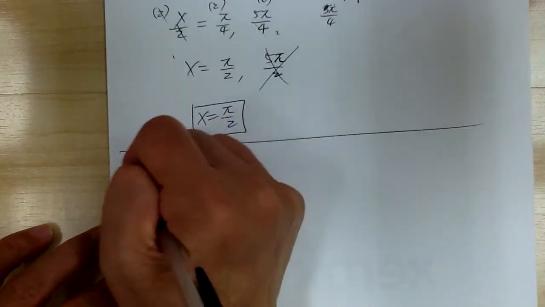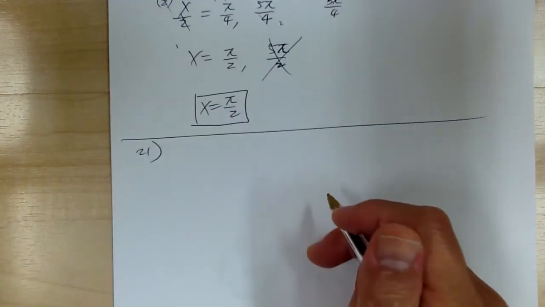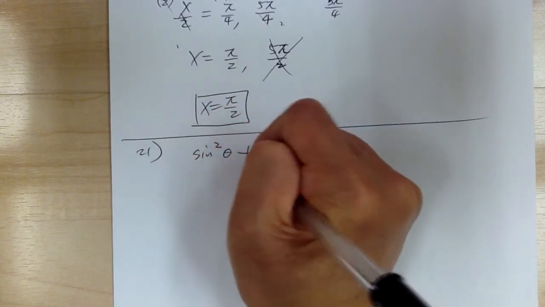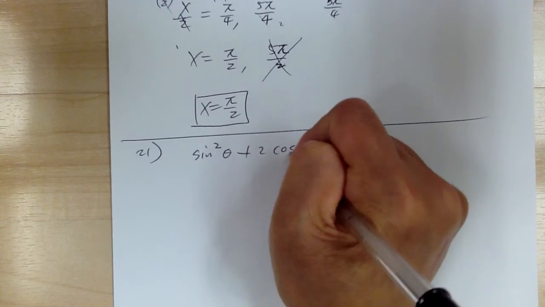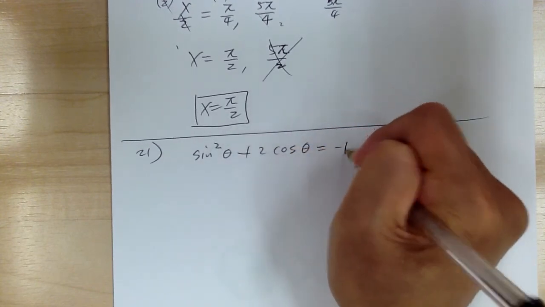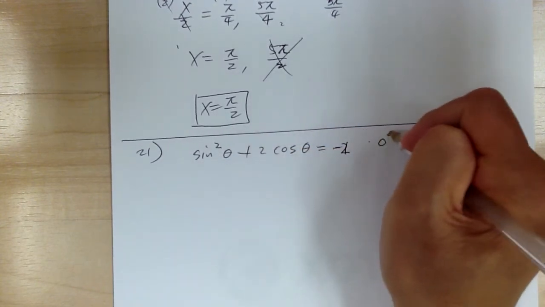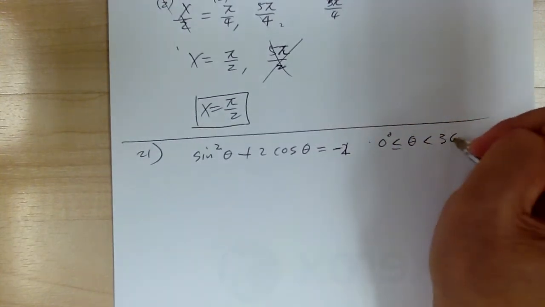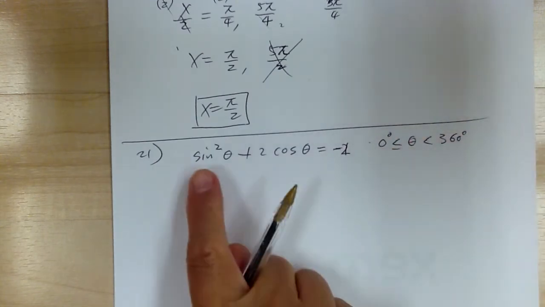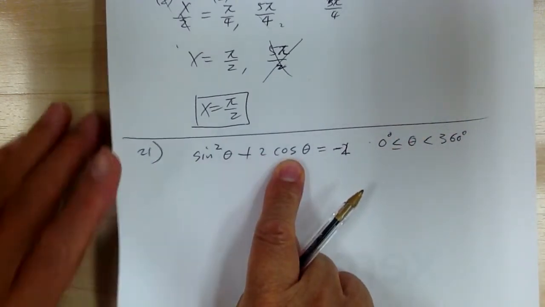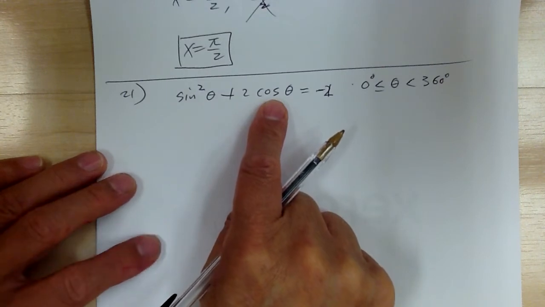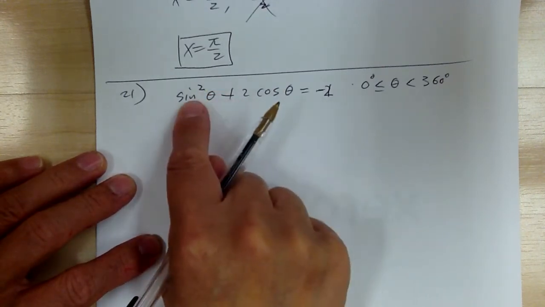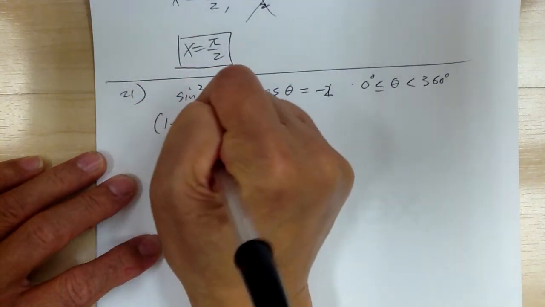Okay, let's go to number 21. Sine squared theta plus 2 cosine theta equal to negative 2, and it's going from 0 to 360. Okay, so right now you have both sine and cosine. So you need to go and convert to one or the other. Now this one you cannot convert, so you're stuck with this one. So you have to convert this one. So sine squared theta is equal to 1 minus cosine squared theta.